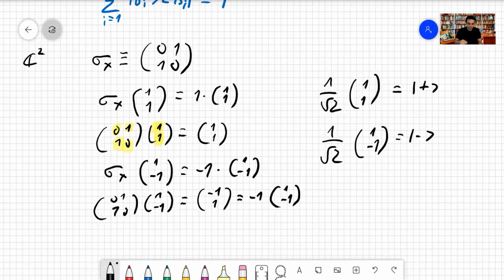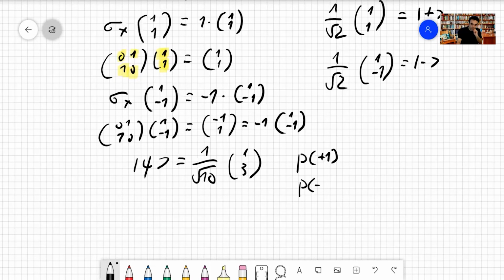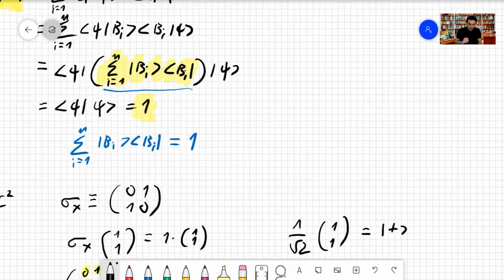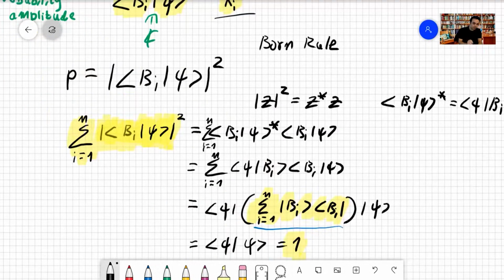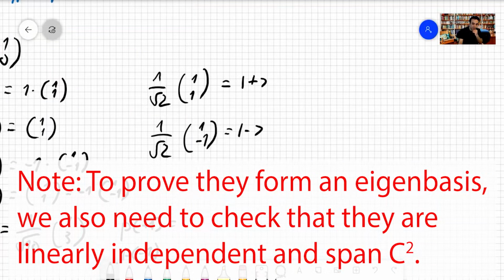So now, let's say that the system is in the state psi equals 1 over square root of 10 times (1, 3). What is the probability to measure plus 1 and what is the probability to measure minus 1? So the probability to measure plus 1, as we've seen, is the magnitude squared of the probability amplitude of psi with the corresponding basis vector. Well, we should also check that these two are orthogonal, which they are, which means that they create an orthonormal eigenbasis.